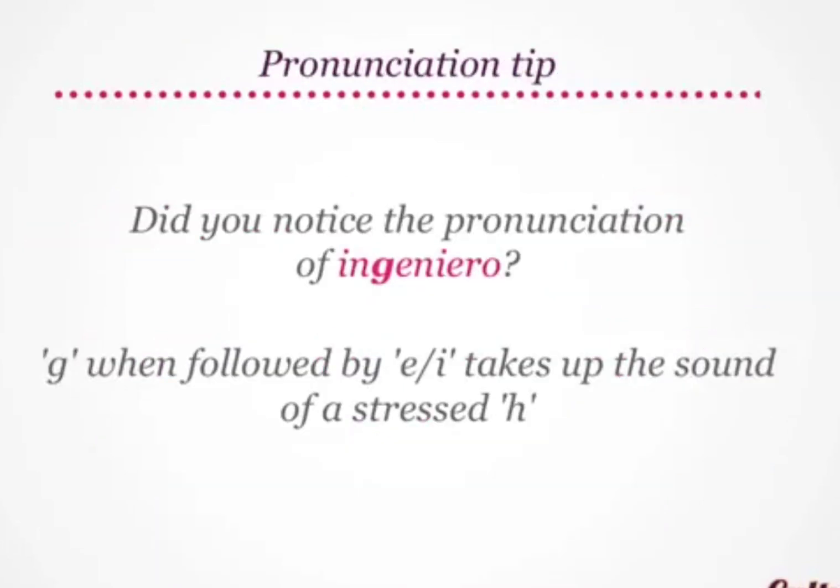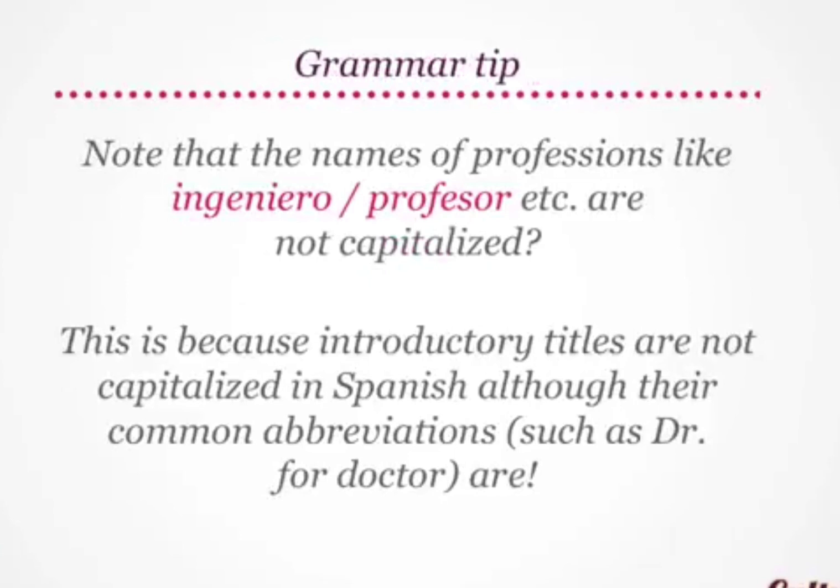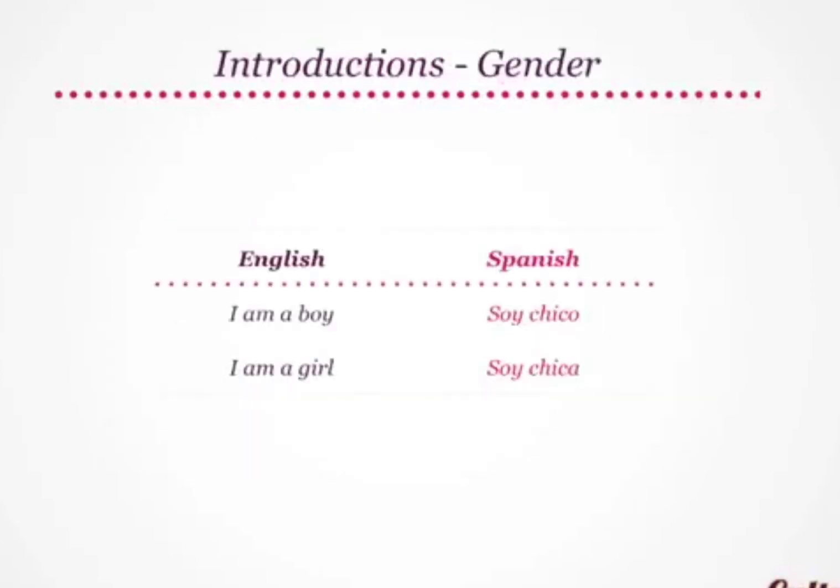Did you notice the pronunciation of ingeniero? G, when followed by E or I, takes up the sound of a stressed H. So try saying it again. Ingeniero. Note that the names of professions like ingeniero, profesor, etc. are not capitalized. This is because introductory titles are not capitalized in Spanish, although their common abbreviations, such as Dr. for doctor, are. Now let's look at two simple sentences.